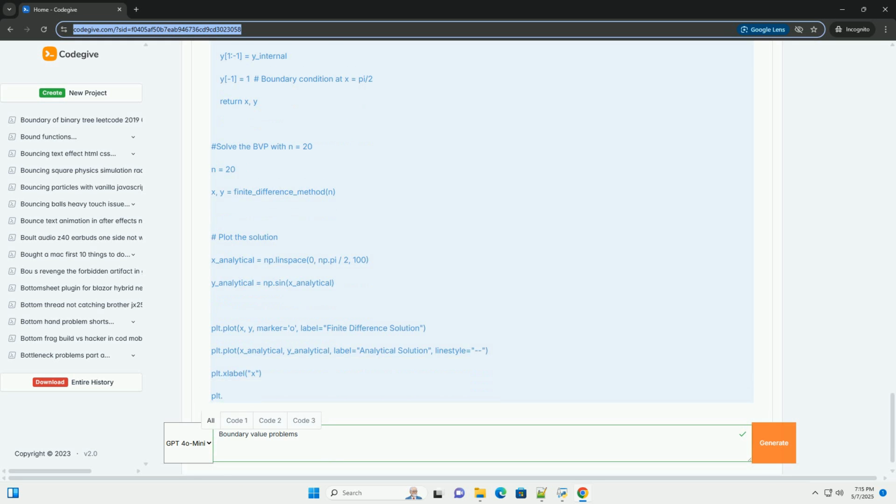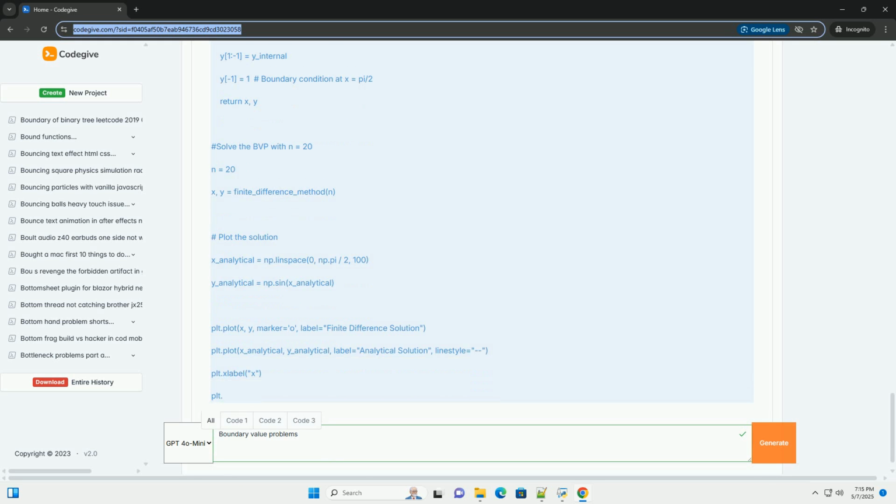3. Shooting iteration: the core idea is to adjust our guess for y'(0) until y(pi/2) is equal to 1. Solve does this automatically. Example 2. Finite difference method. Let's consider the same BVP. We'll discretize the interval 0 to pi/2 into n equally spaced points and approximate the derivatives using central differences.